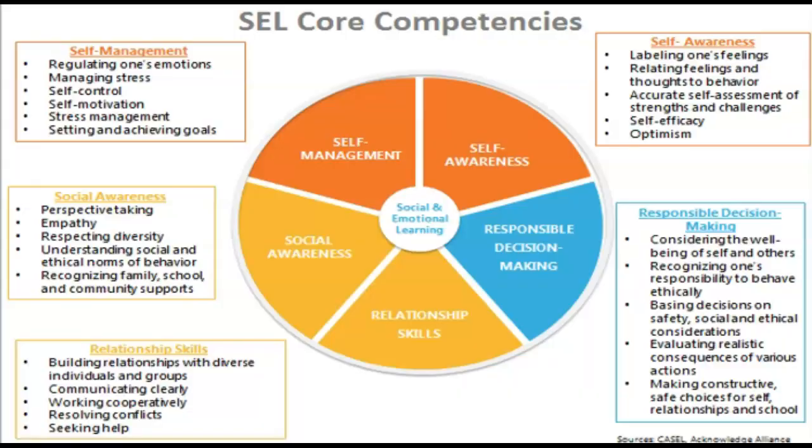As you can see from looking at these SEL core competencies here, we've got our 5 core pieces for social and emotional learning: self-management, self-awareness, responsible decision-making, relationship skills, social awareness. And in that video, they talk about some of the different things for each of these. But when we look at this here just on the board, you can really see there are so many different things that go along with social and emotional learning.